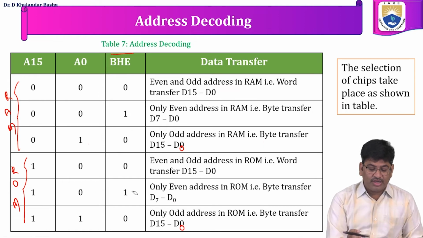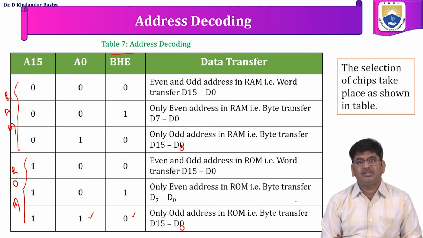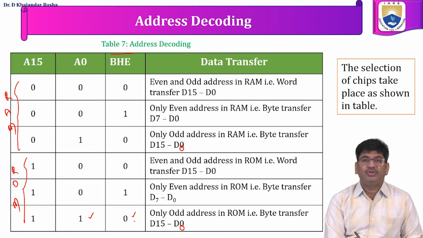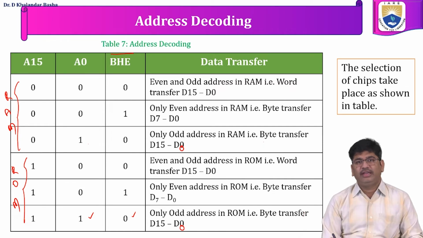The next combination is when A0 is equivalent to 1 and BHE bar is equivalent to 0, it indicates it is also a byte transfer. As A0 is equivalent to 1, it indicates an odd address, and BHE bar is equivalent to 0, it indicates the upper 8 bits. So the data transfer is taking place only from odd addresses in ROM, that is, byte transfer on the lines D15 to D8.